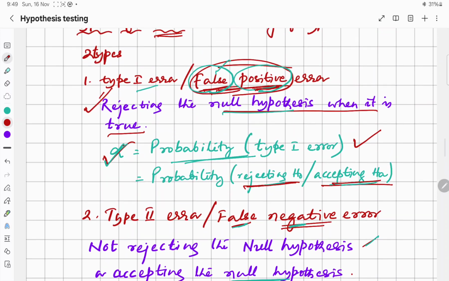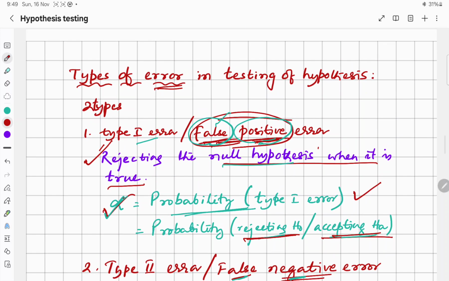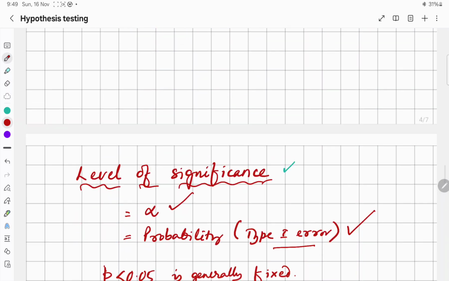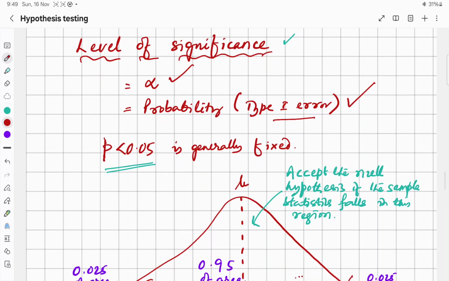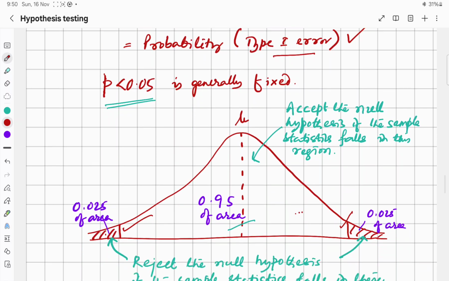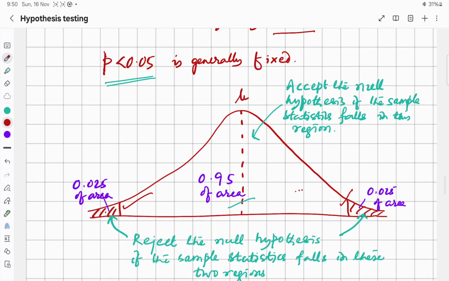In hypothesis testing, we usually take the null hypothesis and we then calculate the probability of the type 1 error, and from that we can say what is the level of significance. So this is the normal distribution curve, and the sample statistics should fall in the tails of this normal bell-shaped curve.